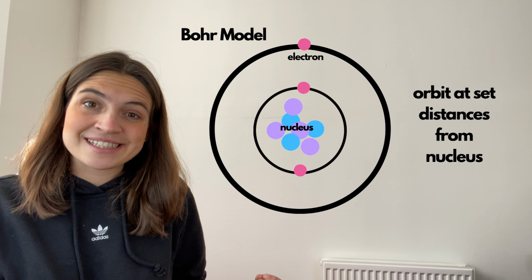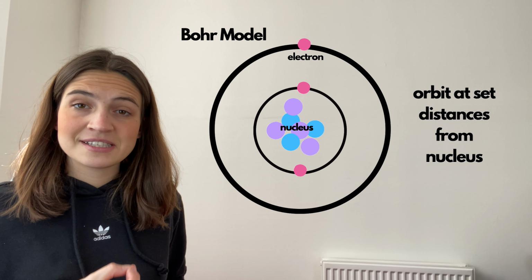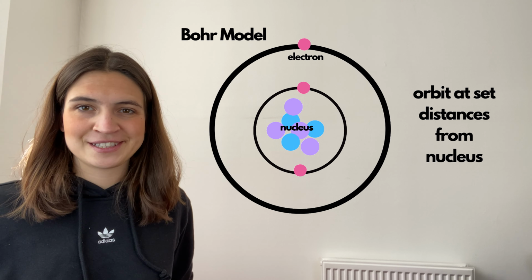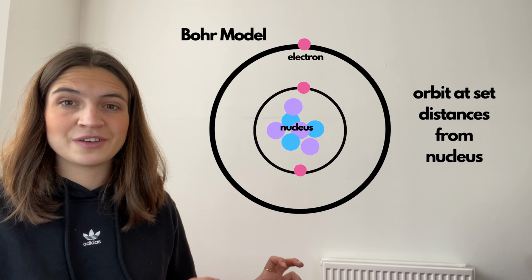Okay, so that's the Rutherford model of our atom, but it doesn't tell me anything specific about my electrons. Introducing Bohr. Niels Bohr added the idea that my electrons orbit at set distances from the nucleus of my atom. This model is sometimes called the nuclear model of my atom.